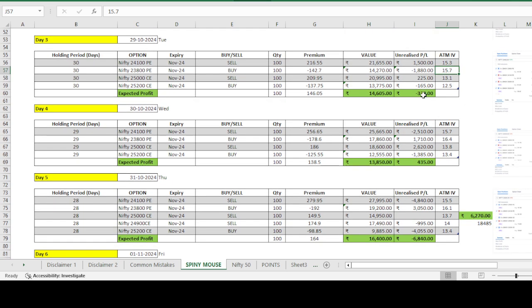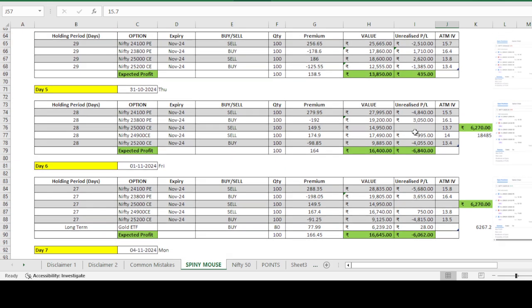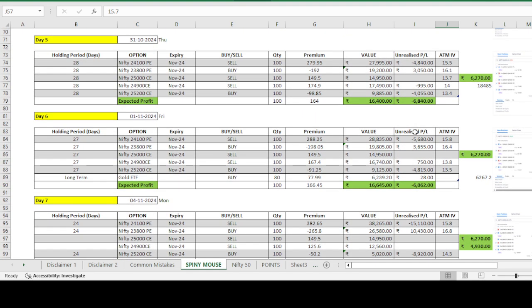Because of that we lost the gained amount. It's unrealized, so no need to worry about that. It kept going like that, with small ups and downs, similarly for a few days.